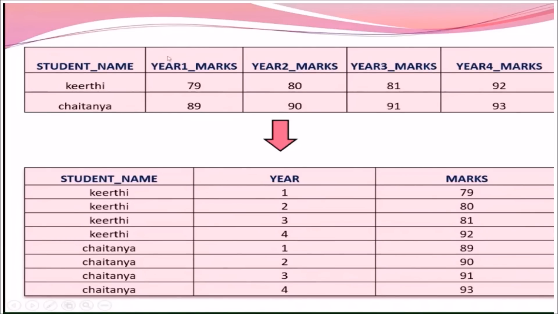In the target I want the student name as it is in the source, and instead of these four marks columns, I am taking a year column and also a marks column. So each student's record will be generated 4 times, but every year with the respective marks for that particular student. Like this I'm going to normalize the source table into the target table.